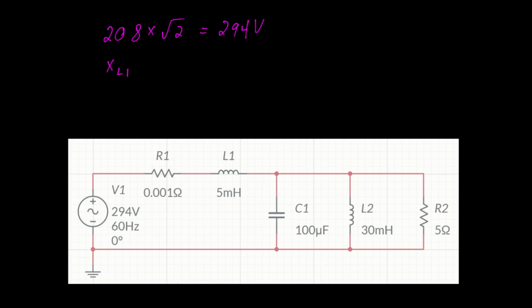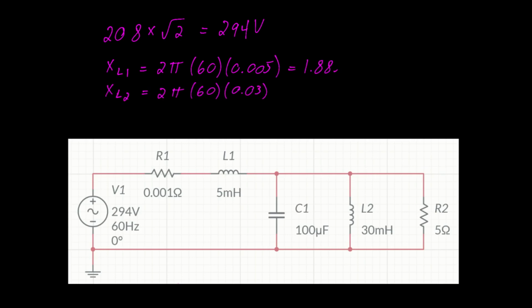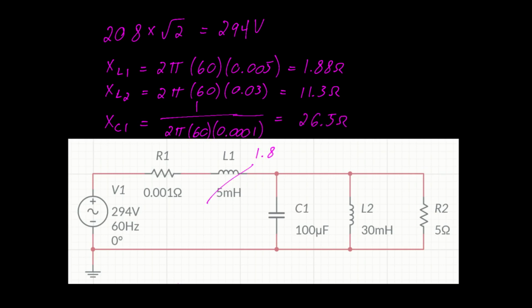We start by saying that 208 times root 2 is 294 volts peak, which is what the simulation called for. We then calculate the reactances of the inductors and capacitors. We enter the impedances of the inductor and capacitors on the schematics so that we don't forget what we're doing.